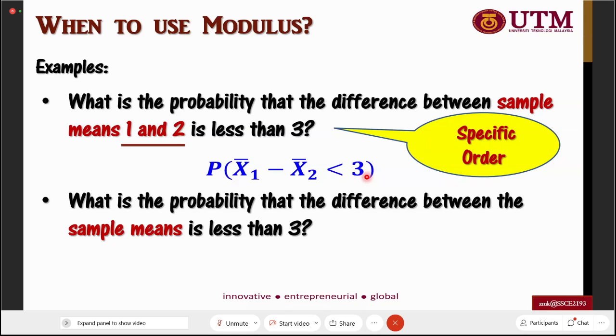So generally, if you have modulus of x bar 1 minus x bar 2 less than or equal to, or sometimes you can have less than, doesn't matter. So what does it mean? It means that x bar 1 minus x bar 2 is from negative d to d. And d can be any value. Okay, d can be any difference value.